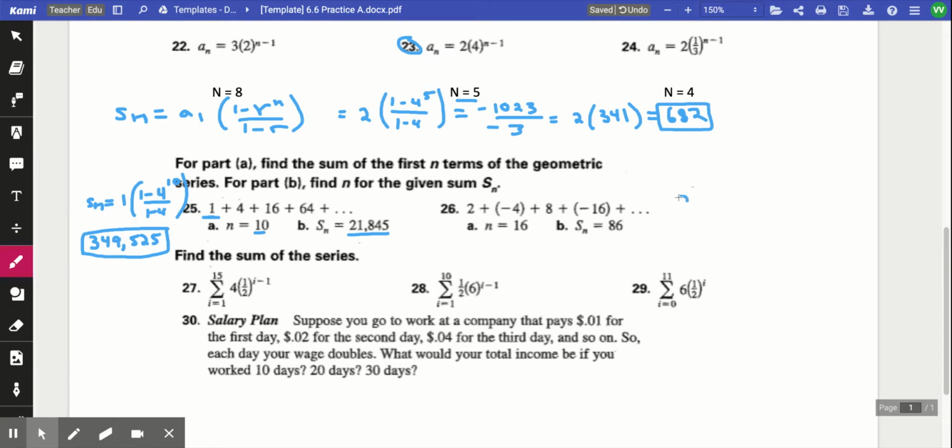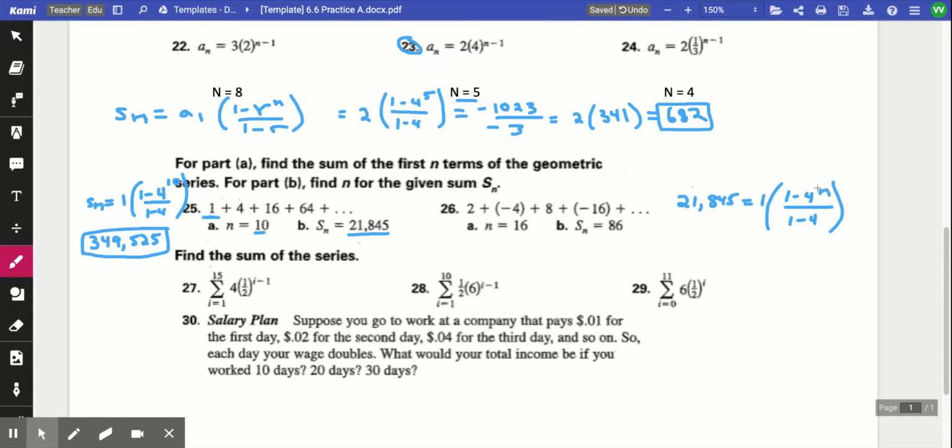So I'm just going to write it over here because I have more room. The S of n is 21,845. Now you can plug everything else in. You could write a 1 here if you want to. And then this is going to be 1 minus 4. We don't know what the n is for this one. And then 1 minus 4 again. So now we're going to solve for n.